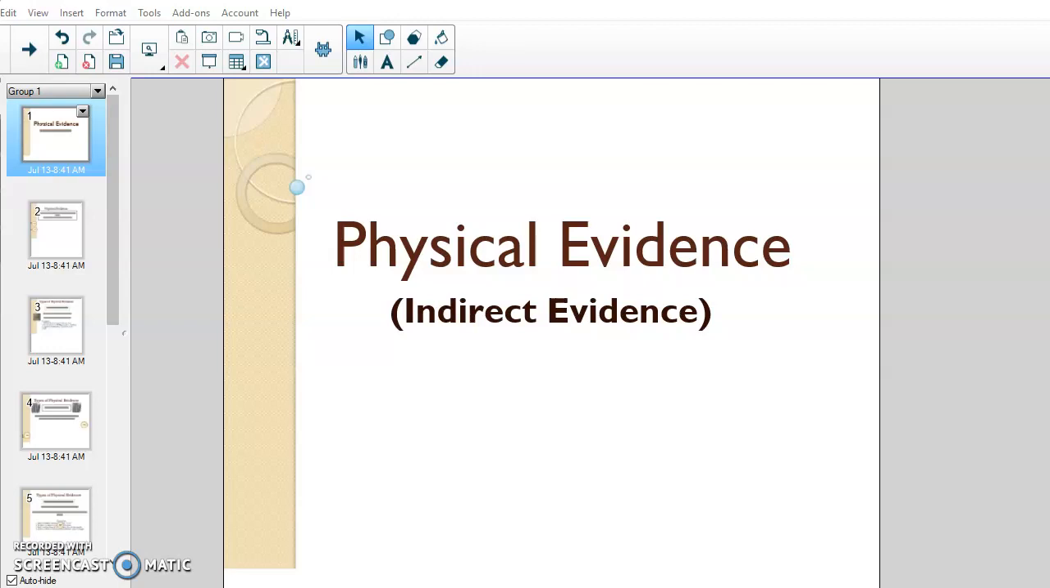Today we're going to talk about physical evidence, also called indirect evidence, because you have to be able to find a link between the physical evidence and the crime scene or the suspect. So it's kind of an indirect way to get to matching a suspect to a crime. That's why it's called indirect.